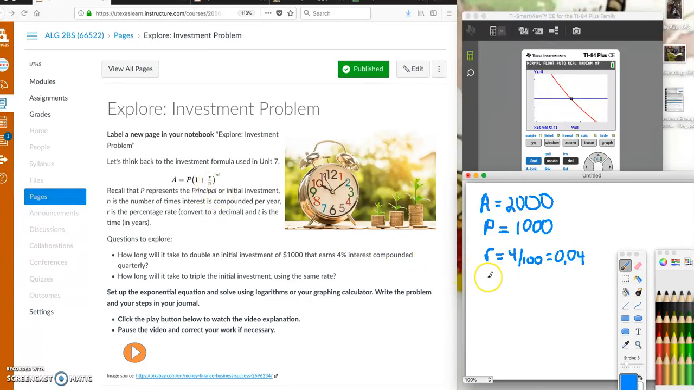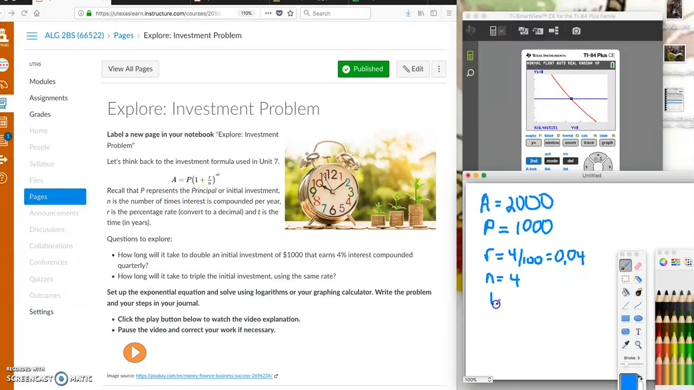And next would be N. N represents how many times the company will add interest to your account every year. The word quarterly here means we're going to compound that interest 4 times per year. So N is 4. Think about that just like your school year. Maybe your school year is divided into 4 quarters. Quarterly representing 4 times per year.